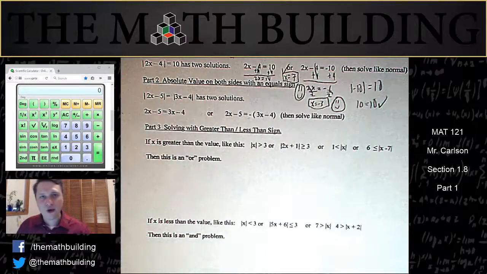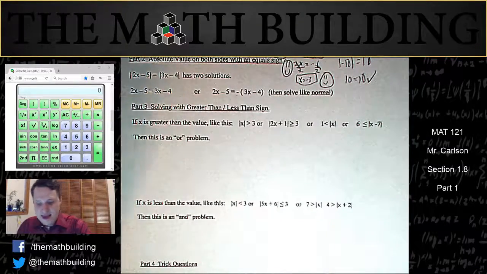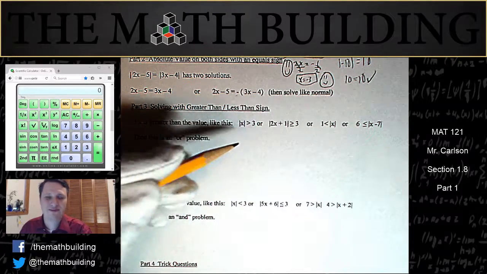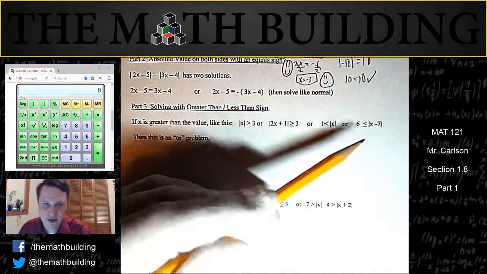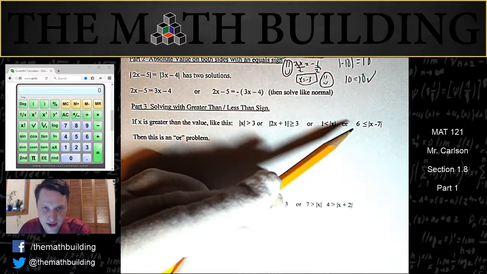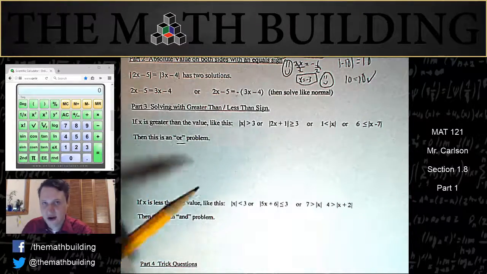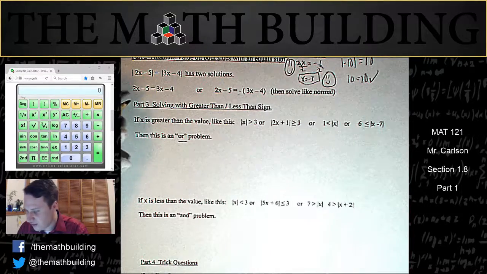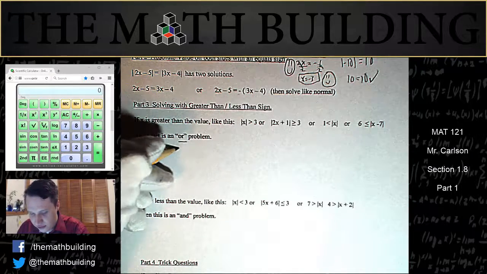Now we're going to talk about OR, and again, like we did with solving those quadratics. If the absolute value of x is bigger than a number, if the absolute value of 2x plus 1 is bigger than, or the absolute value of x minus 7 is bigger than, if that's the case, it's an OR problem. So if the absolute value is greater than the number, that's an OR problem, and you would solve it like this. Let's solve the inequality: absolute value of 3x plus 4 is greater than or equal to 13.